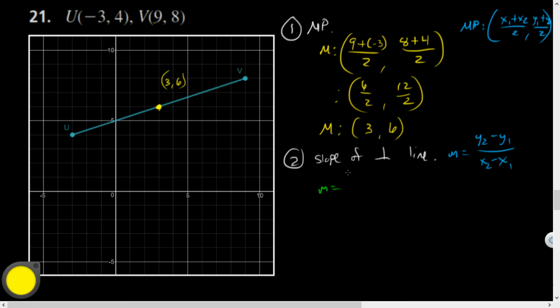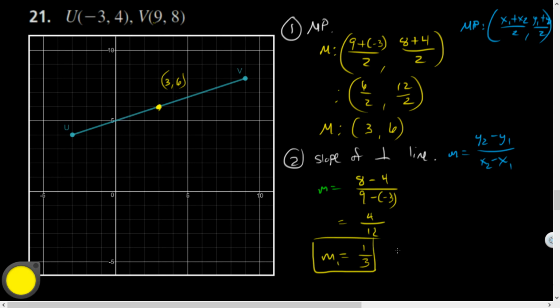So y2 is 8 minus y1 is 4, and x2 is 9 minus negative 3 for x1. So 8 minus 4 is 4, and 9 plus 3 is 12. That reduces. 4 goes into both of those. 4 goes into 4 once and into 12 thrice. So I get m equals a third. So that's the slope of their line.